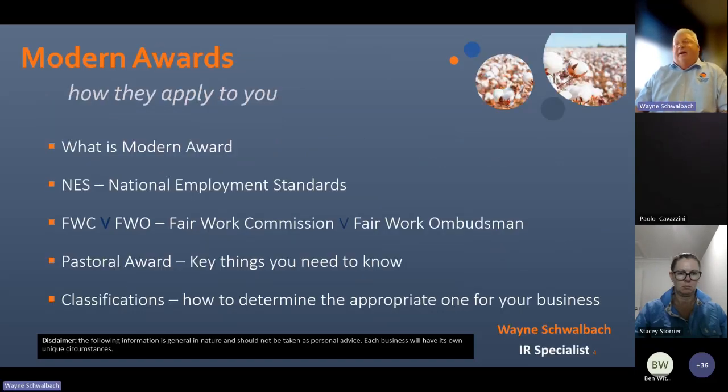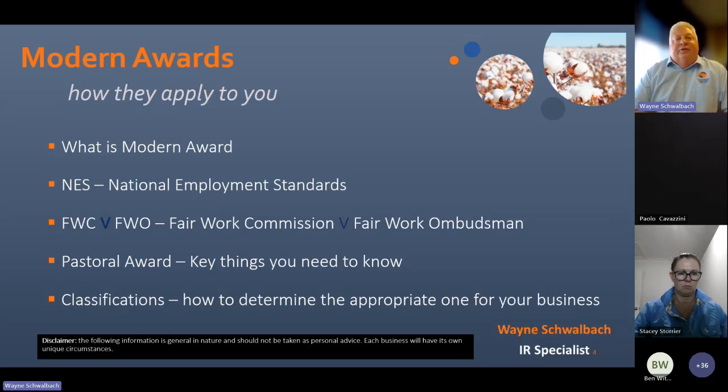So modern awards and how they apply to you. What is a modern award? There are now 122 modern awards in Australia under the federal system, down from 1,212. Back in 2008, 2009, the government at the time cancelled Fair Work Australia and made it the Fair Work Commission, and their job was to modernise the awards. So a lot of awards amalgamated into one of the 122.